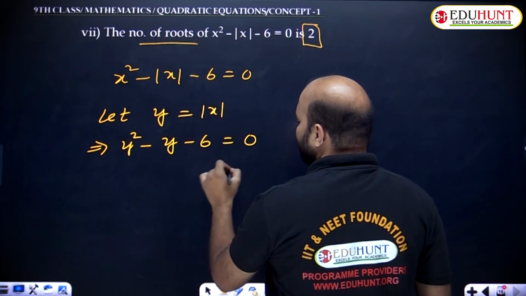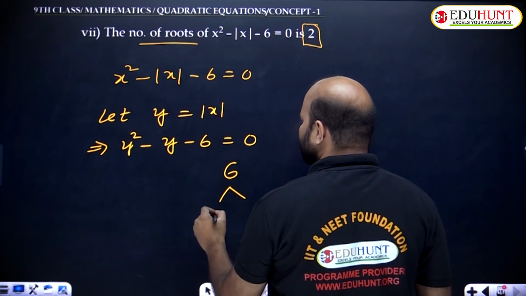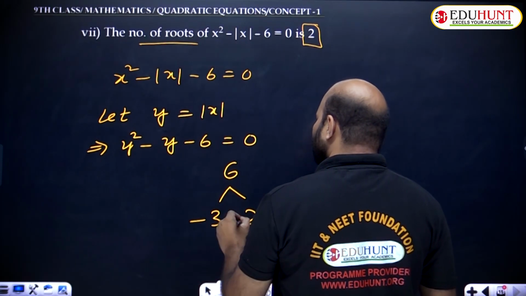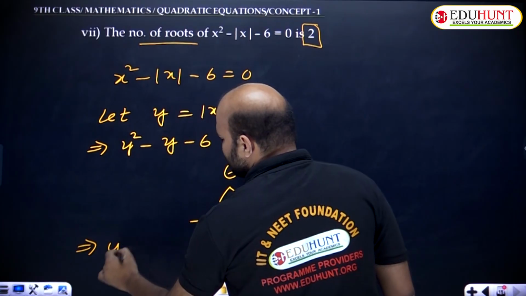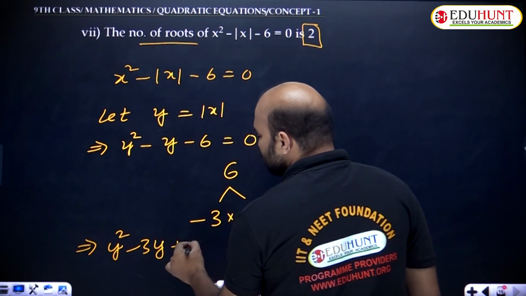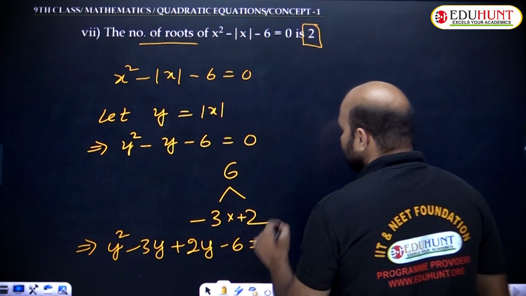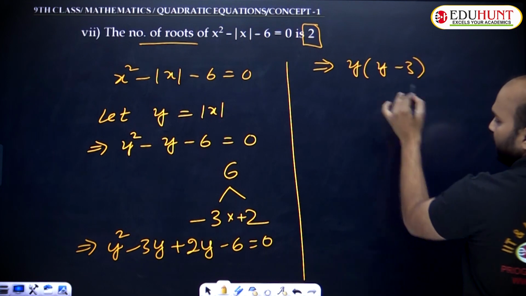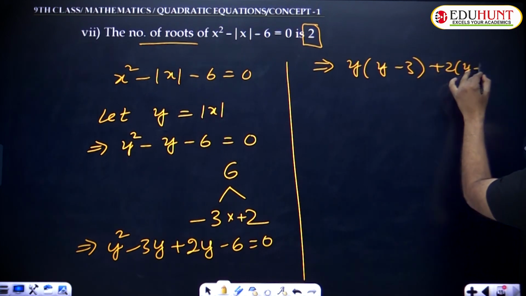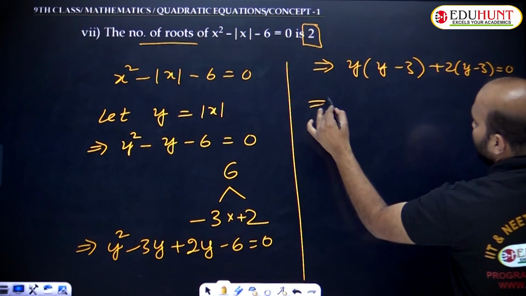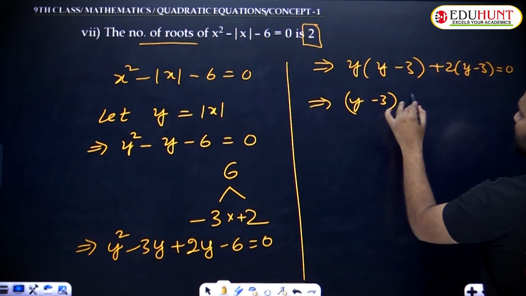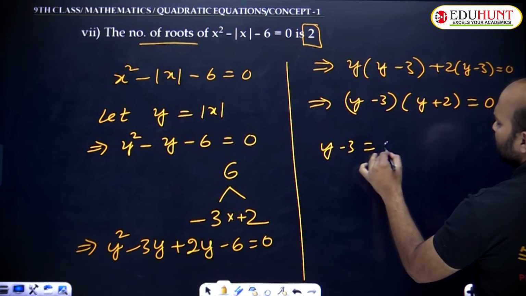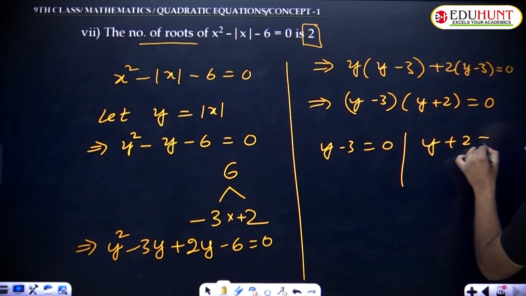So this is a form of quadratic equation. What is the constant value? 6. 6 can be written as 3 into 2, but here the y coefficient is minus 1, so it will be taken as minus 3 plus 2. Now the equation can be written y square minus 3y plus 2y minus 6 equals 0. In the first two terms, y is common, y into y minus 3. In the next two terms, 2 is common, 2 into y minus 3 equal to 0. So it can be written y minus 3 into y plus 2 equal to 0. Nothing but y minus 3 equals 0 and y plus 2 equals 0.